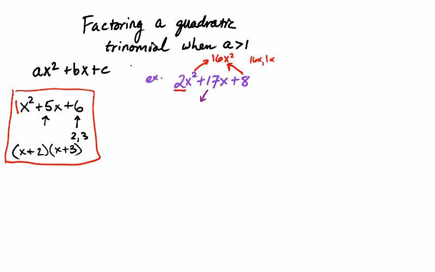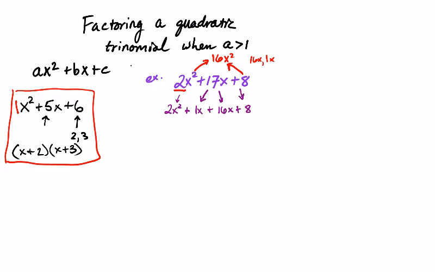It's a way of breaking up the 17x so that it's going to allow us to factor by a method called grouping. And so it doesn't matter which one you write first. So I'm actually going to write 1x plus 16x. And then you keep the last term the same, plus 8. And you keep the first term the same, 2x squared. Since this is a positive one, we'll put a plus sign there. Now notice that you have 4 terms.